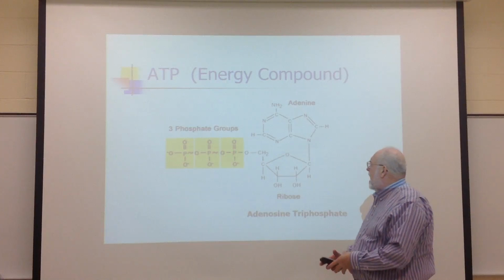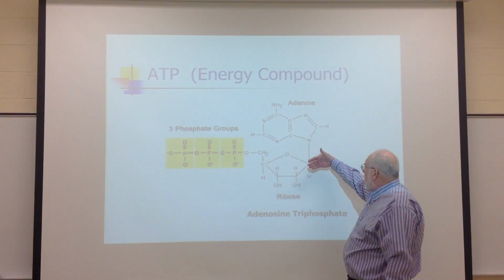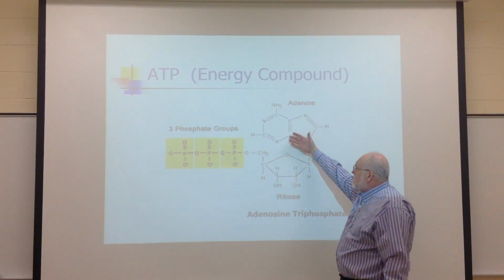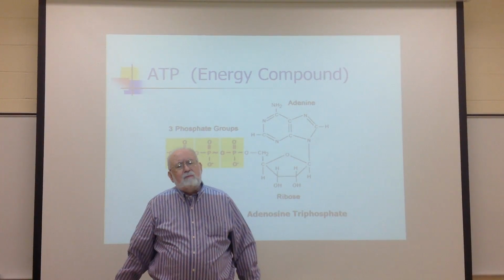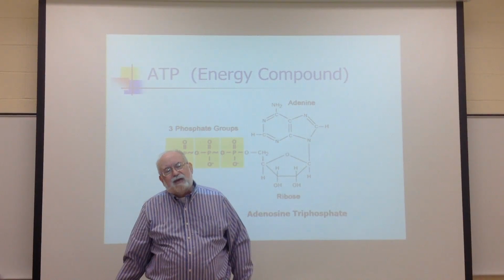All right, so what have we got? Well, we've got ribose, we've got adenine, and we've got these 3 phosphates. That's all there is to it. How many phosphorus would there be in a molecule of ATP?